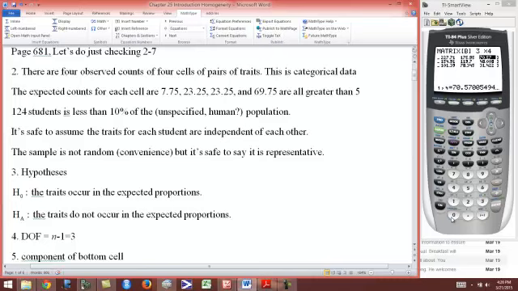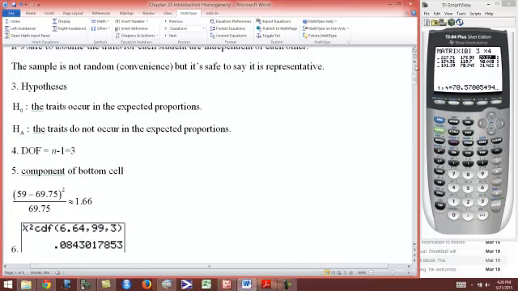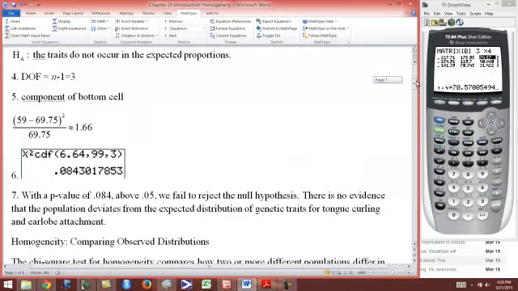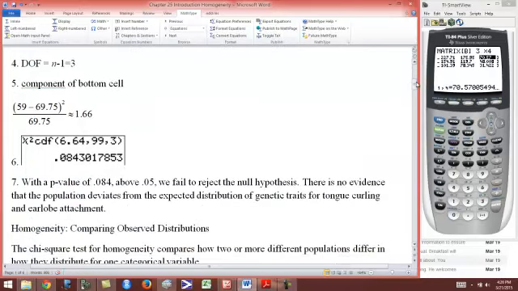The hypotheses: the null hypothesis is that traits occur in expected proportions. The alternative is that they do not. Degrees of freedom is the number of cells. It's just a one-dimensional table, a column of cells. It's n-1, which equals 3. The component of the bottom cell is just like the residuals with linear regression. It's actual minus expected, squared, divided by the expected.